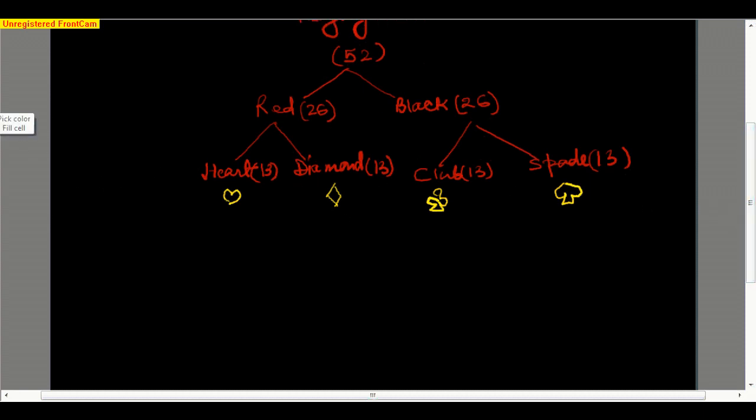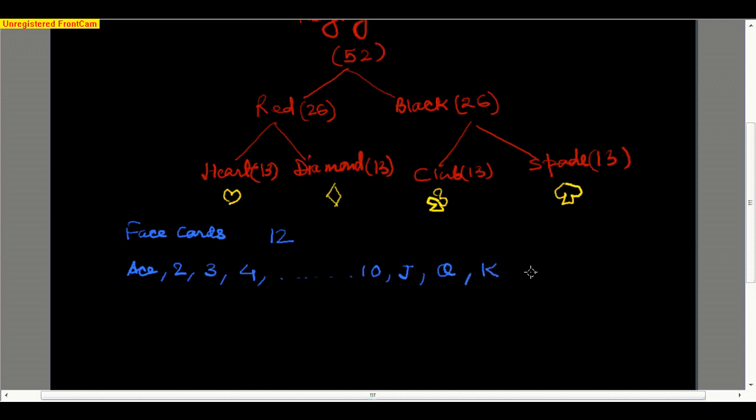Now in each suit there are face cards, cards on which there is a face, like jack, queen, king. There are 3 face cards in each of heart, diamond, club and spade, so we have 12 face cards. And 2, 3, 4, up to 10, jack, queen, king, each has 4 cards.